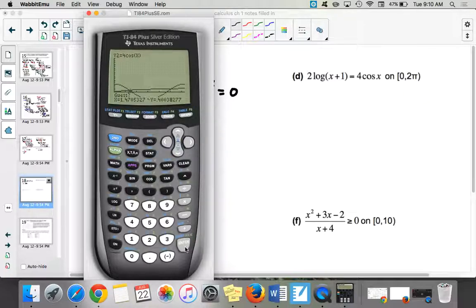As long as you're close, hit enter again and then guess. So we get 1.381 for the first one. Write that one down, 1.381. And then we do our second one. So we go intersect again, and we go to the other location.